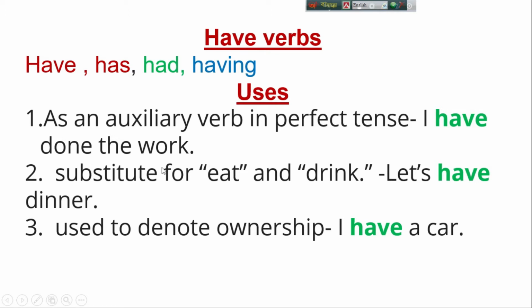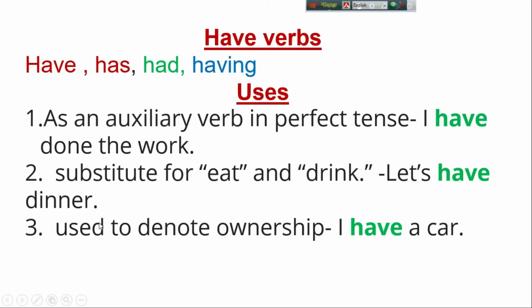Number 2. Have verb is also a substitute for eat and drink. We use have for eat and drink. For example, let's have a dinner. Here have is the main verb and it's a substitute for eat and drink.